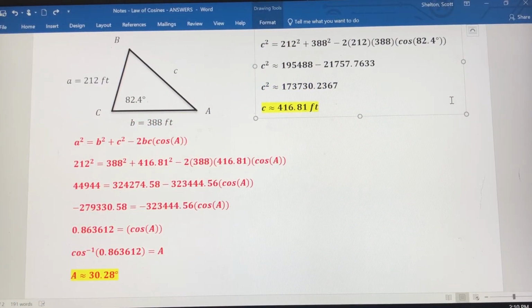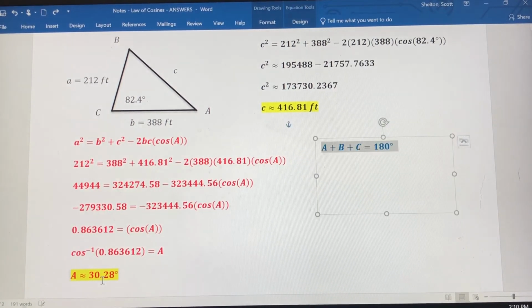The last thing left to solve for then is angle B. Angle C was given. I just calculated the measurement for angle A, so I'm going to use geometry to find the measurement of angle B. Angle A plus angle B plus angle C is 180 degrees. Plug in the values I know, solve for B, and I get 67.32 degrees. So we've solved the triangle here using the law of cosines.